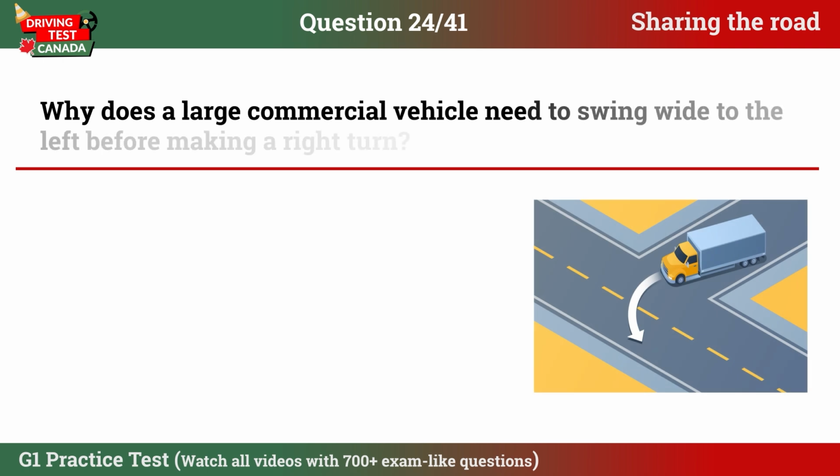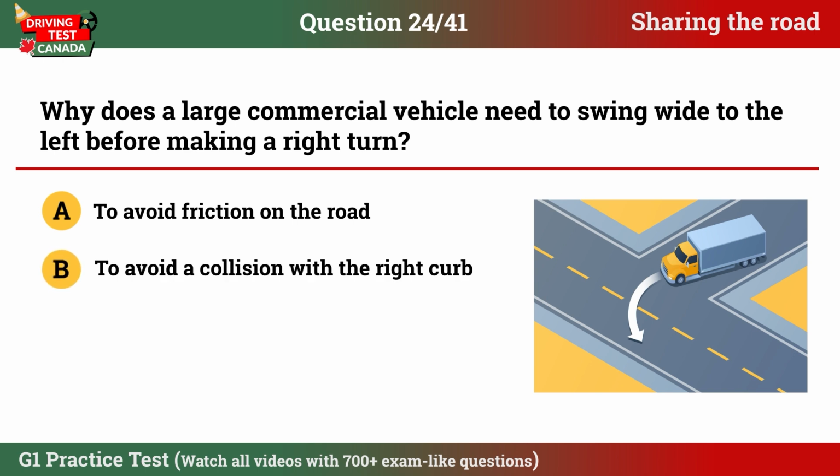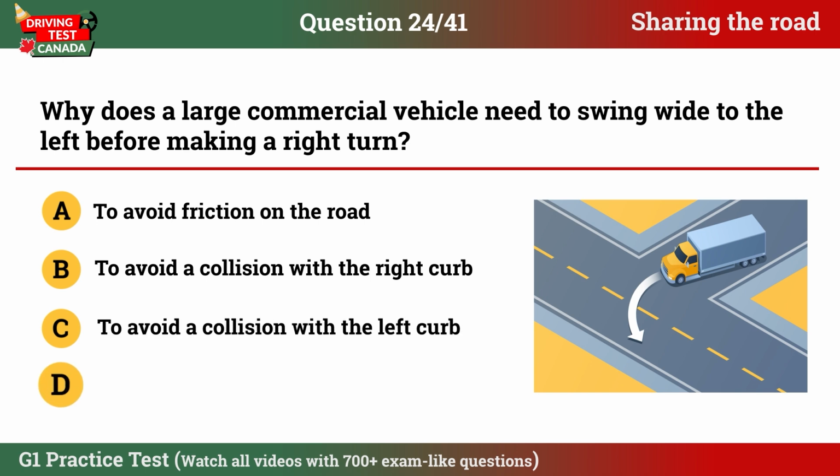Question 24. Why does a large commercial vehicle need to swing wide to the left before making a right turn? A. To avoid friction on the road. B. To avoid a collision with the right curb. C. To avoid a collision with the left curb. D. None of the above.